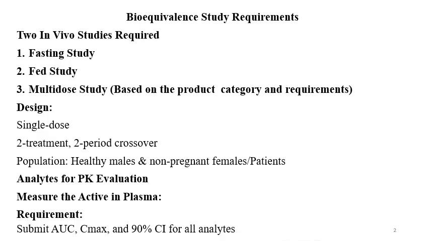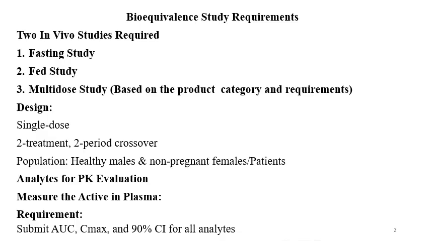Single dose study, 2 treatment, 2 period crossover study is generally required, and the subjects may be healthy population, males and females, non-pregnant females, or these may be the patients. If the product or API is toxic or the drug substance is coming into the toxic category like cytotoxic materials, anti-cancer formulations, then patients are enrolled if there are any safety concerns for the healthy volunteers.